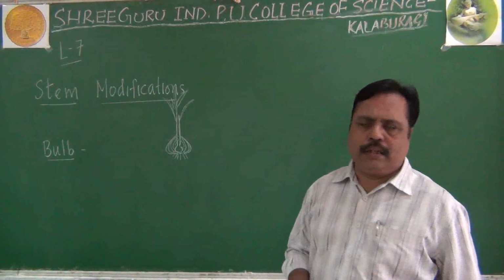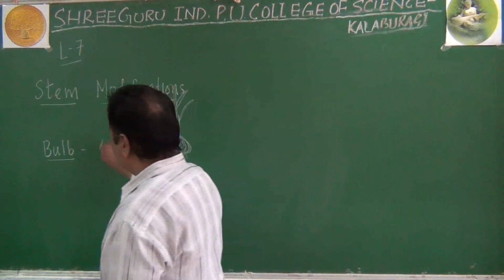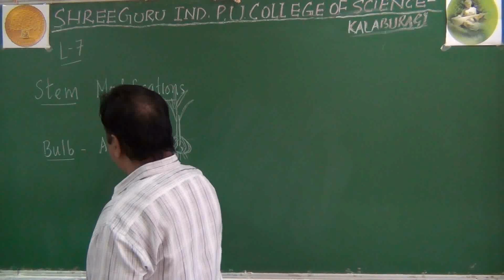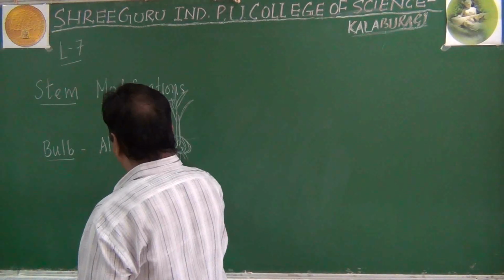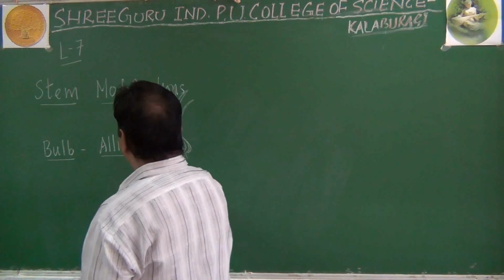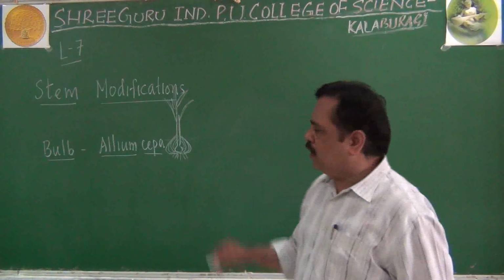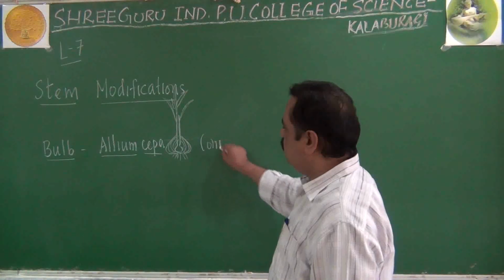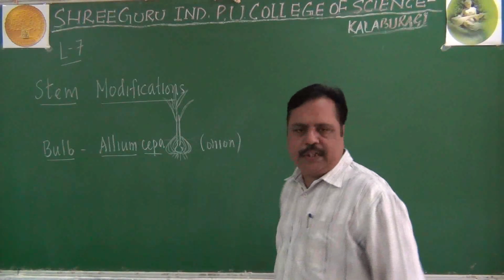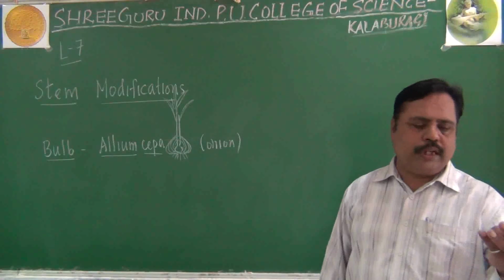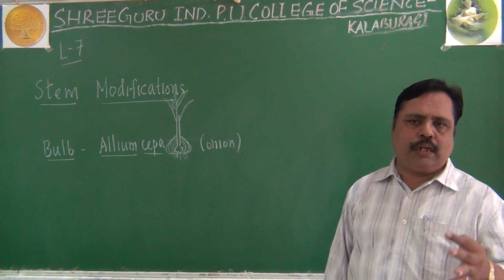For onion, the biological name is known as Allium cepa. Allium cepa is the biological name of onion. So it is the bulb type of stem modification. So rhizome, corm, tuber and bulb.